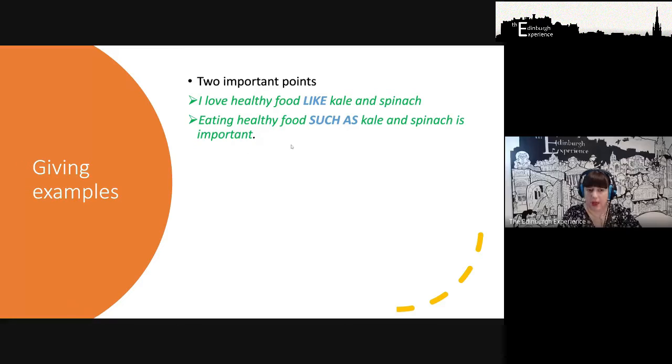Yeah. Okay, so the first thing I really want to point out is when I'm using as an example, it has to have the word such. I can't use it independently, okay? You have to use such if you're going to give an example. Yeah. A mistake I always see is eating healthy food as kale and spinach. All right, watch out for that. Make sure that you're using such.